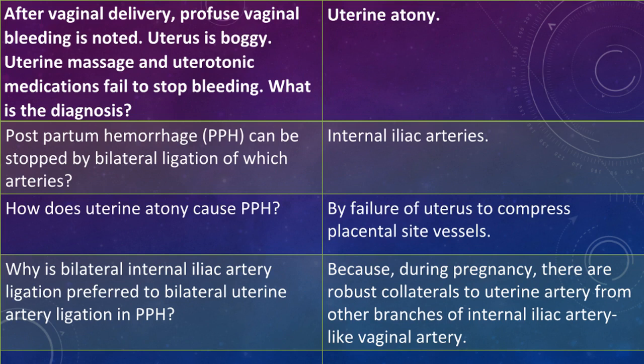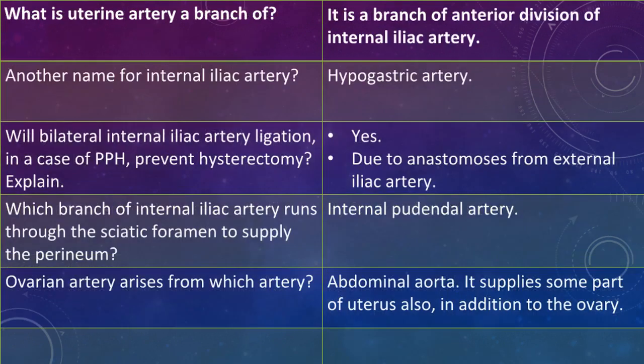Why is bilateral internal iliac artery ligation preferred to bilateral uterine artery ligation in PPH? Because, during pregnancy, there are robust collaterals to uterine artery from other branches of internal iliac artery like vaginal artery. What is uterine artery a branch of? It is a branch of anterior division of internal iliac artery. Another name for internal iliac artery, hypogastric artery. Will bilateral internal iliac artery ligation, in a case of PPH, prevent hysterectomy? Explain. Yes. Due to anastomoses from external iliac artery.